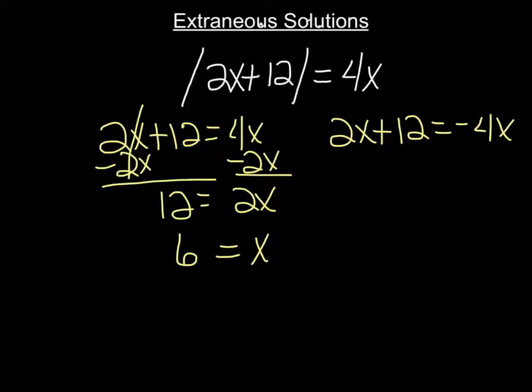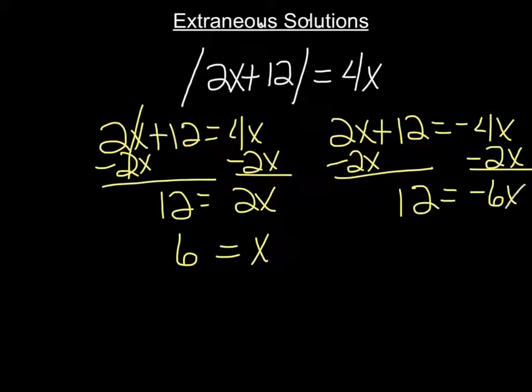Okay, now we are going to do the second equation. We'll subtract 2x from the left, so we'll subtract 2x from the right. So we get that 12 equals negative 6x. Now we're going to divide by negative 6, and we're going to get that x equals negative 2. All right, we got two solutions, but we have to check to make sure that they work. So now we're going to substitute them into the equation.